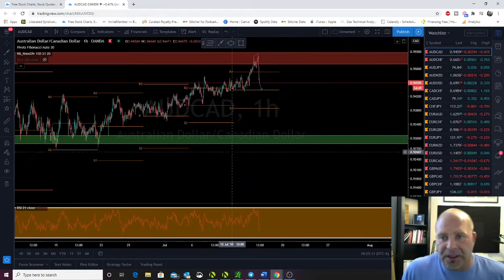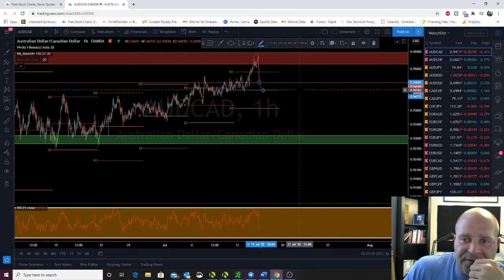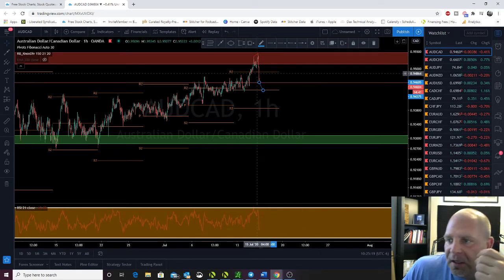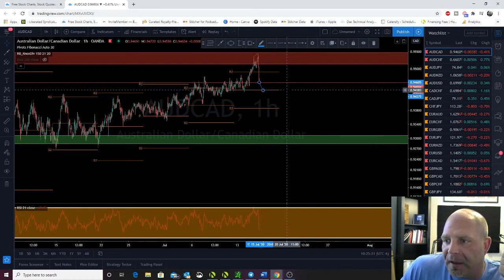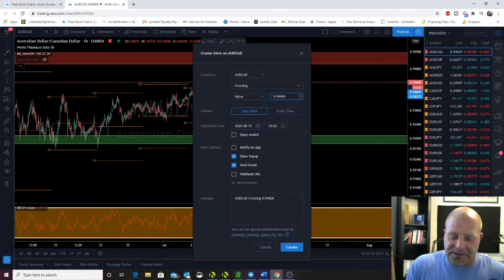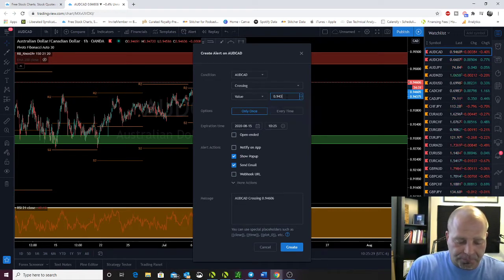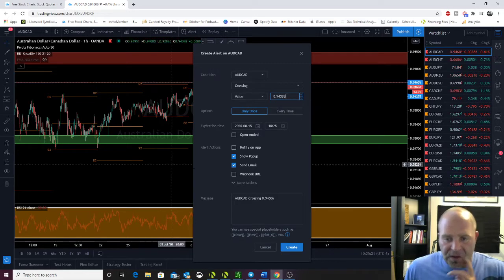So what I'm going to do is be patient, see what price does when we get to this level, and I'm going to put this level in as an alert: 94383. Guys, feel free to put these levels in on yours too. All right.